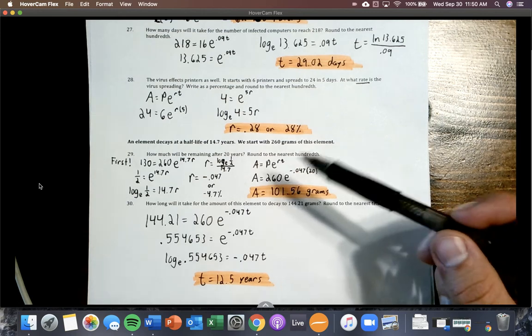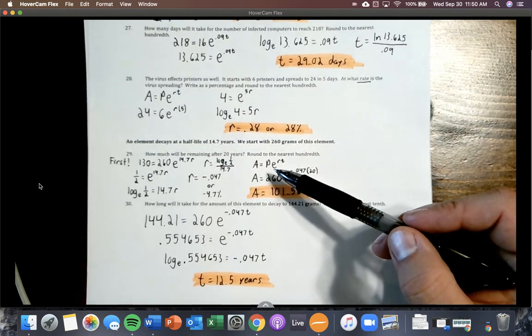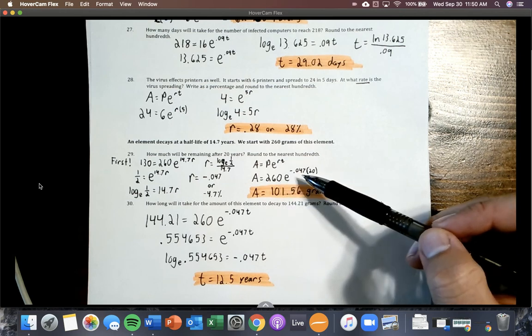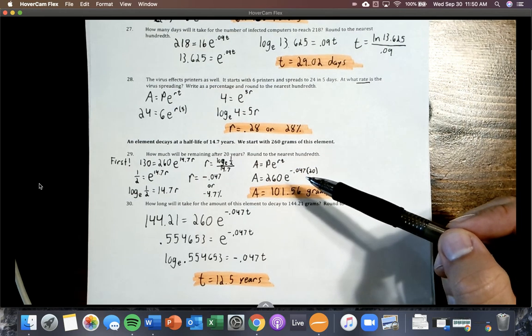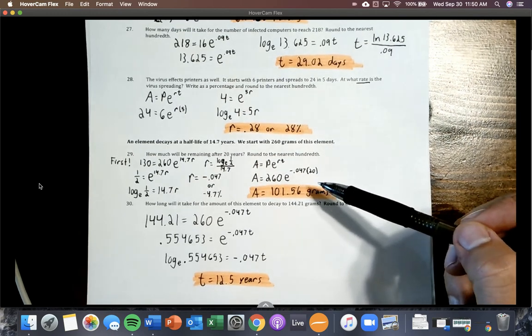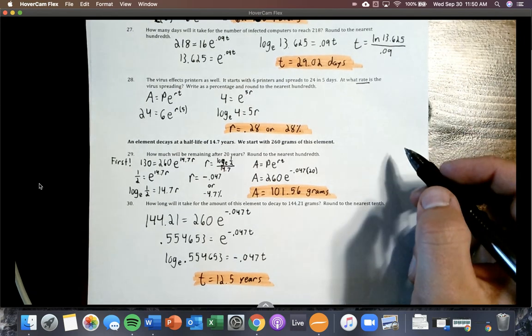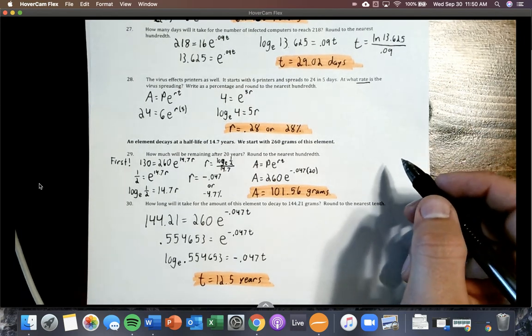All right, so now we want to know how much will be remaining after 20 years. So we know we're starting with 260. The rate we just solved for is negative 0.047, and the time is 20 years. Well, in 20 years, when we plug all that in, right, we end up getting 101.56 grams.